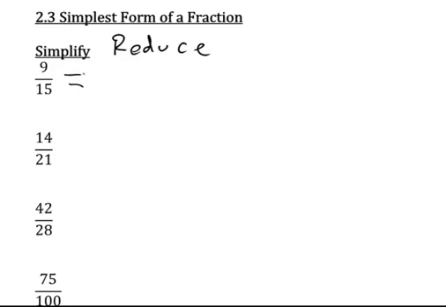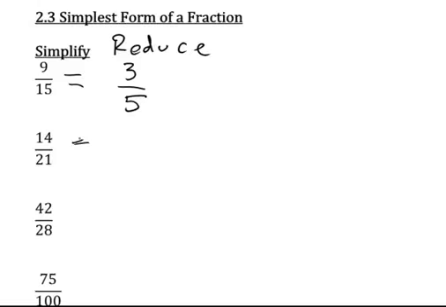So I'm going to look at my first problem here, 9 over 15. Is there a number that's common to both 9 and 15? Yeah, I know I can divide them both by 3. So 3 goes into 9 3 times. 3 goes into 15 5 times. Now I can't reduce those any further. There's no other number common to 3 and 5 other than 1, so I'm done at that stage.